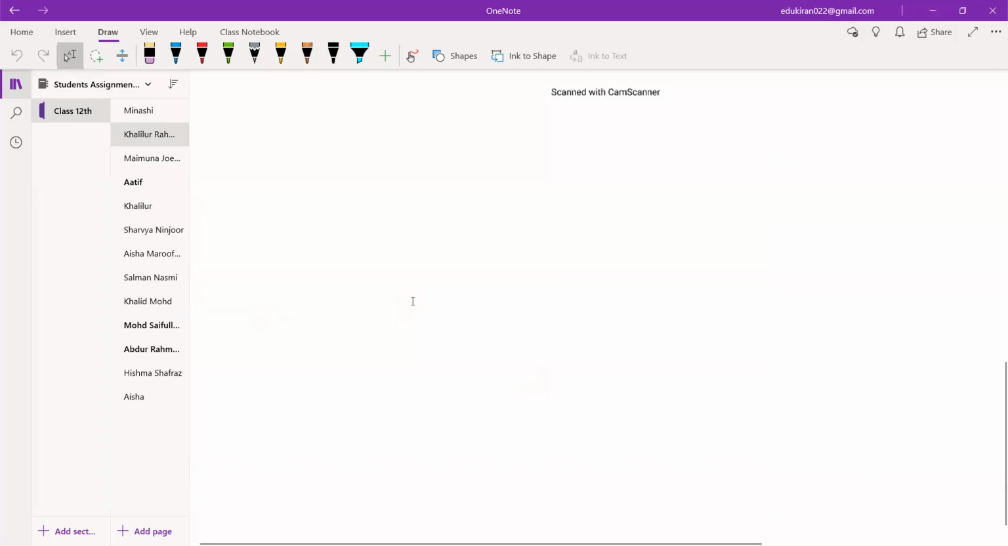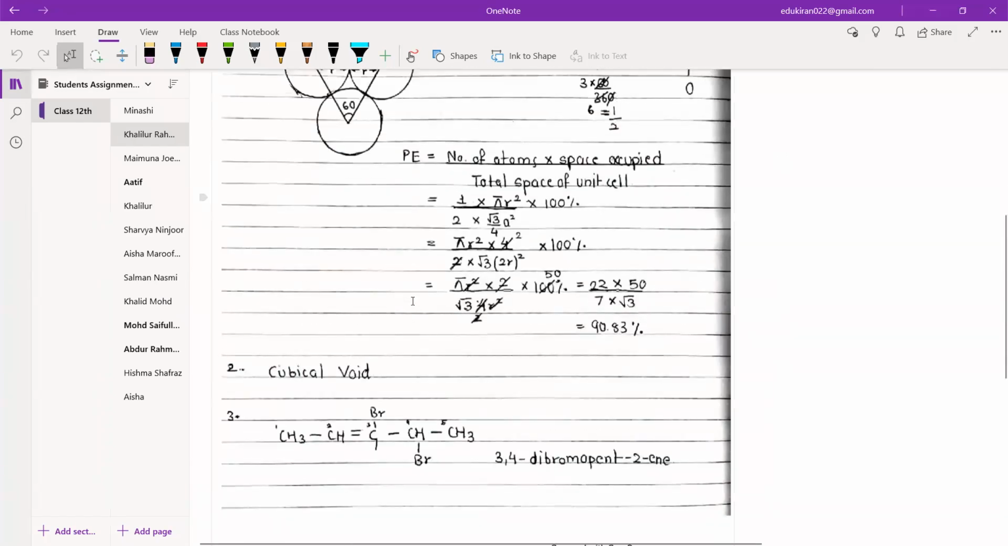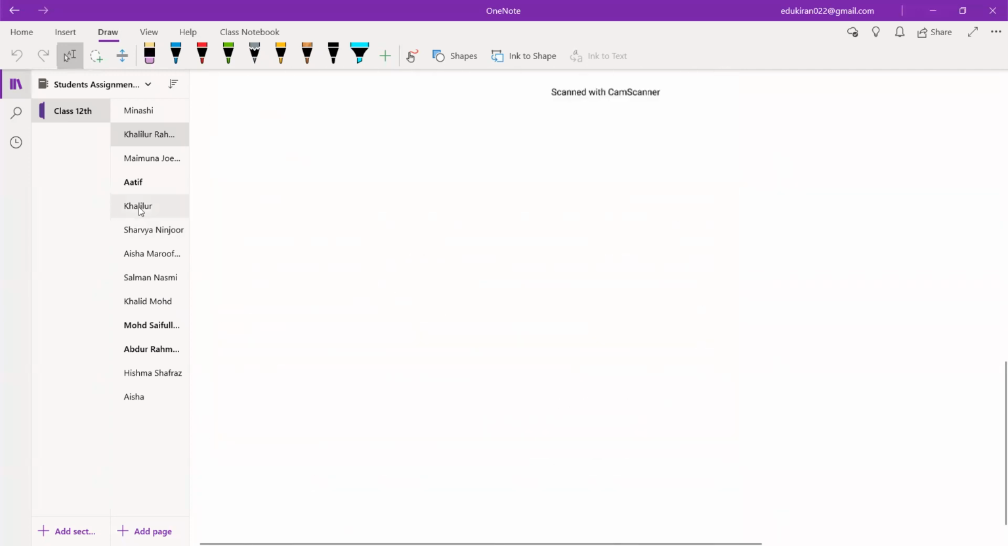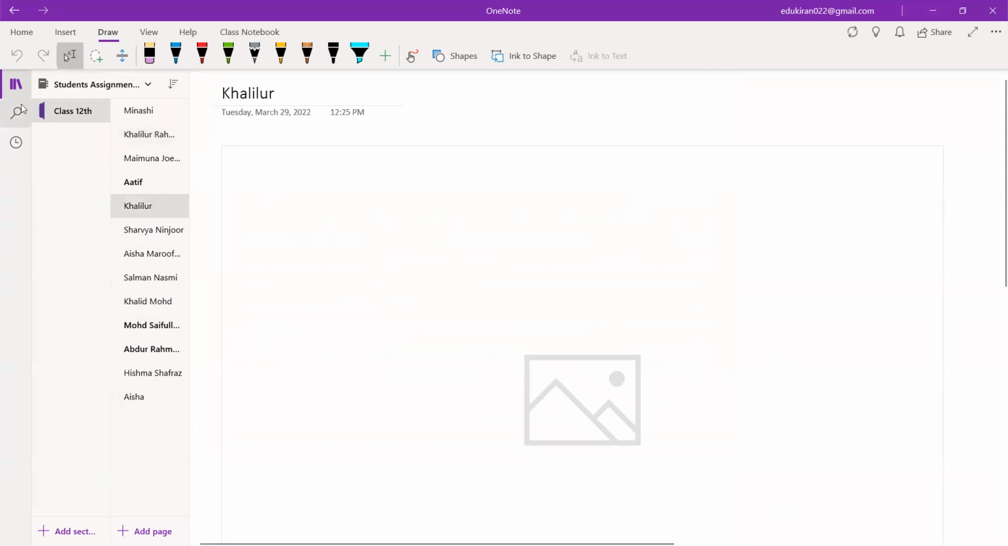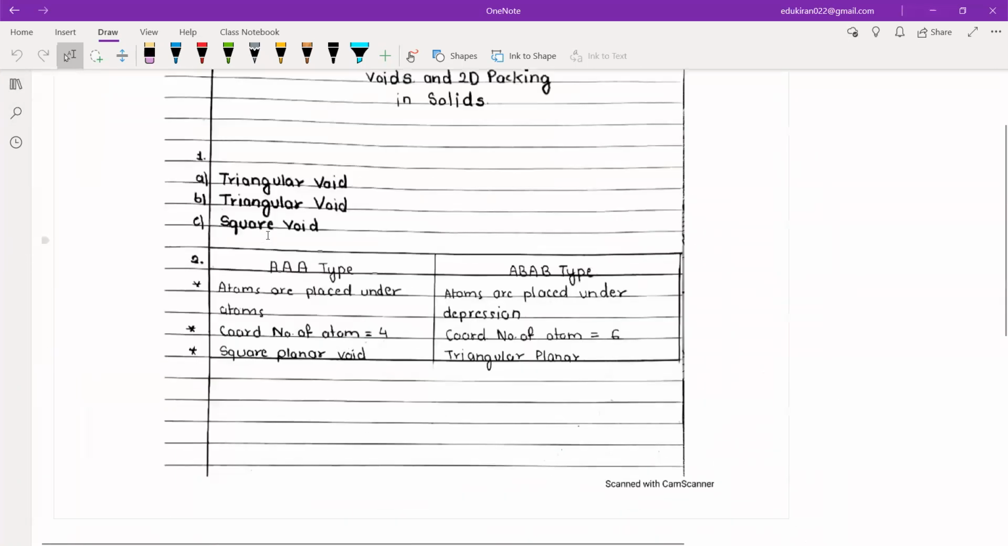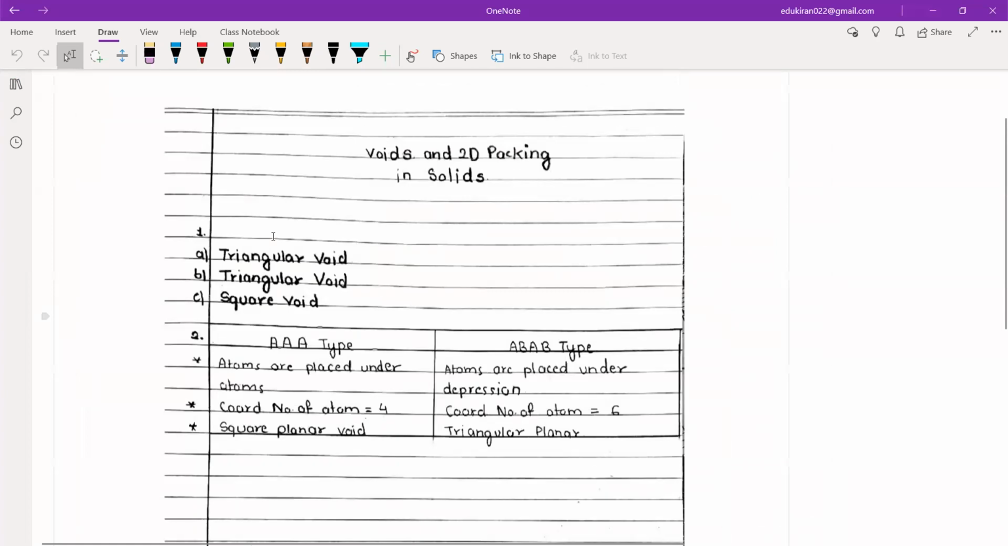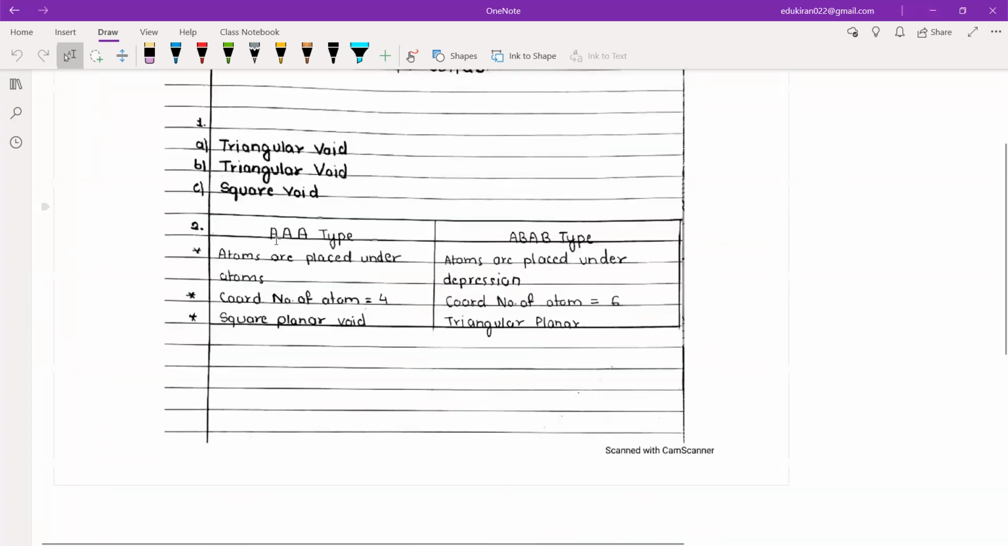Sir, I submitted. Submitted? Okay, I can't see it here. Maybe it has not been uploaded. और कहीं है क्या खलील आपके नाम से? नहीं, खलीलुर रहमान यहाँ पे है. अच्छा. Thank you. नहीं, ये तो दूसरा असाइनमेंट है.